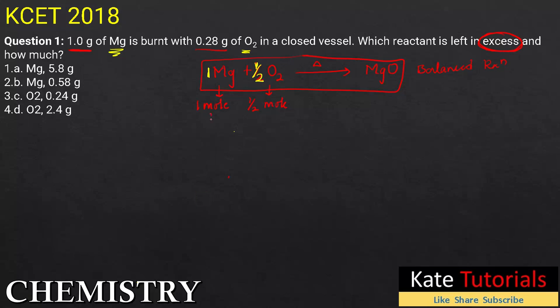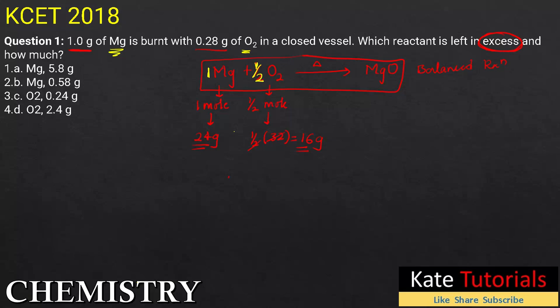We know that 1 mole of magnesium weighs 24 gram. And half mole of O2 means half of 1 mole. Oxygen O2 has molecular weight 16 times 2, that is 32. So 1 mole means 32, half mole means half of 32, that is 16 gram. So 24 gram of magnesium is reacting with 16 gram of oxygen in the balanced reaction.